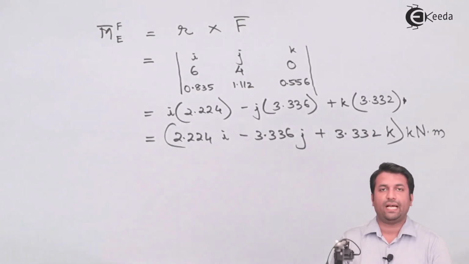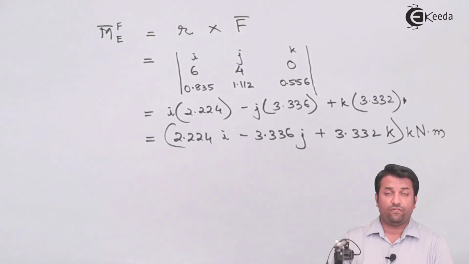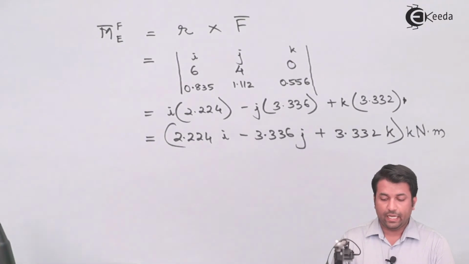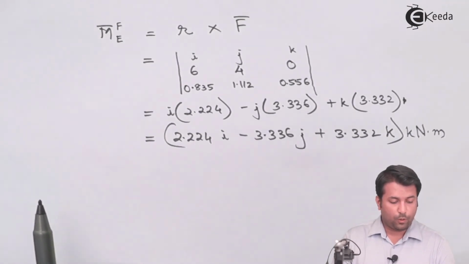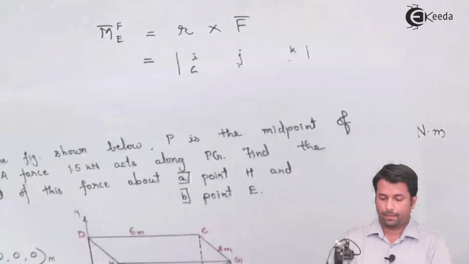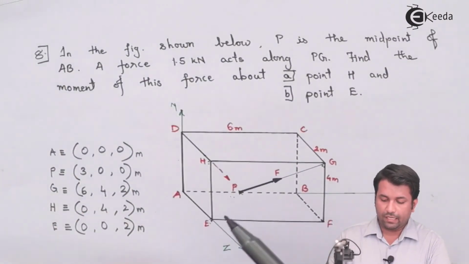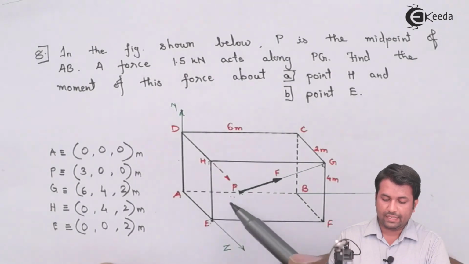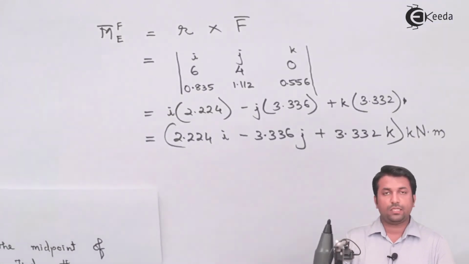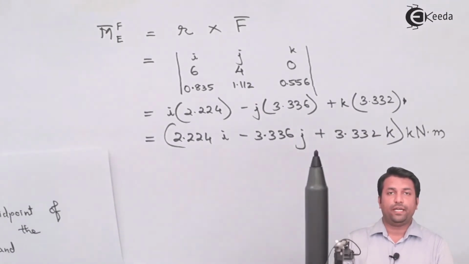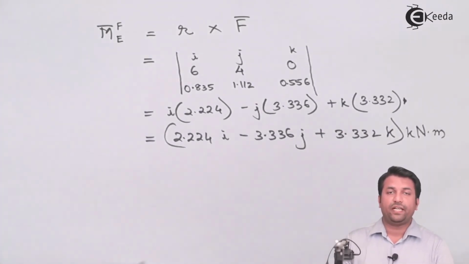So this is how we can calculate the moment of the force with respect to point E. As I said, you can do the moment about this point E taking the position vector as EP, and you should get the same answer. So this is how we can calculate the moment of a force from two different points.